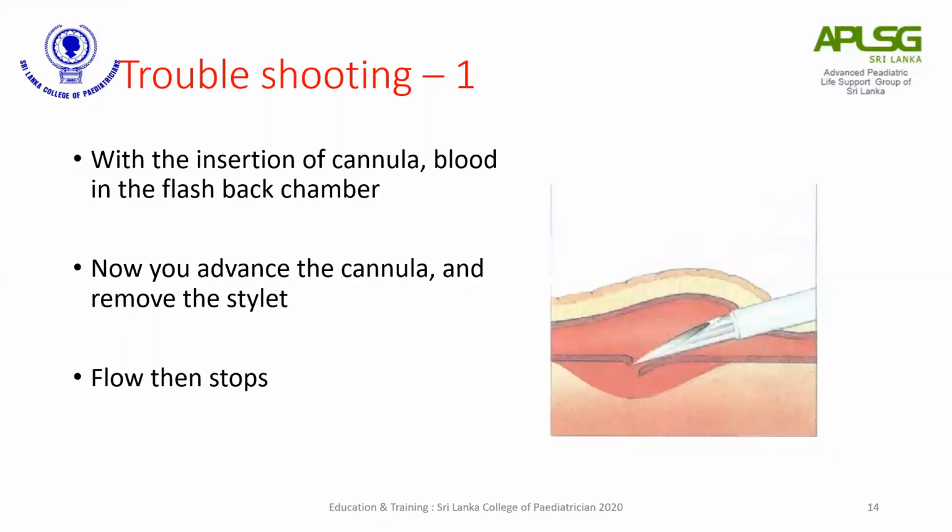Okay, let's discuss a couple of problems that we can get by inserting the cannula. Just think about a situation where you have inserted the cannula and you saw the blood in the flashback chamber. You advance the cannula a bit and you have removed the stylet and you realize the flow has stopped. So what has happened here?